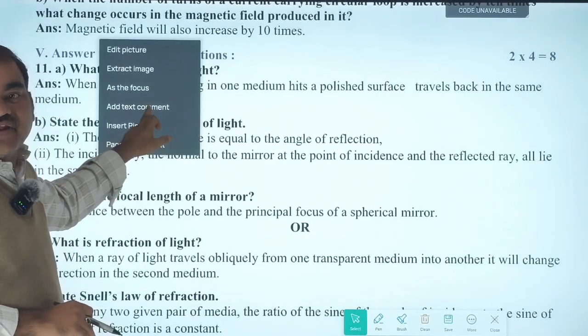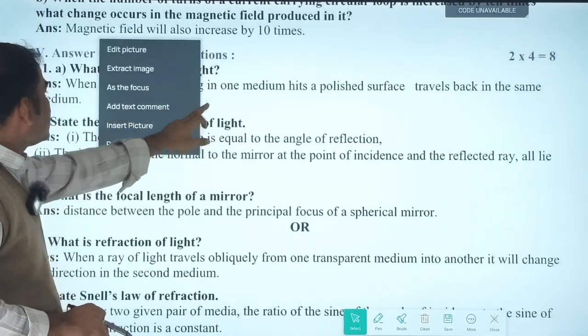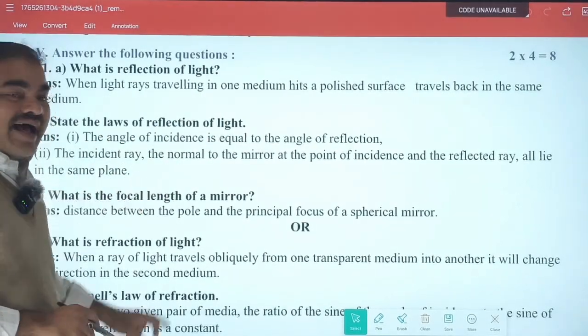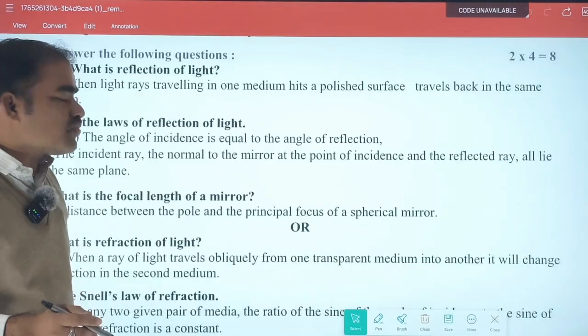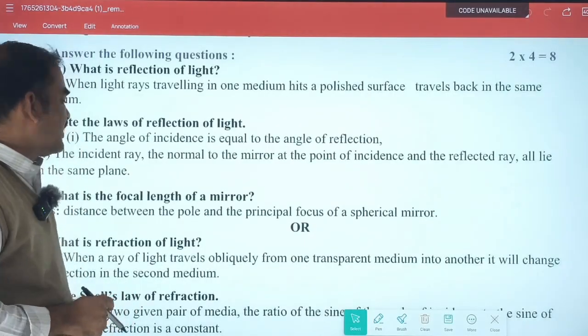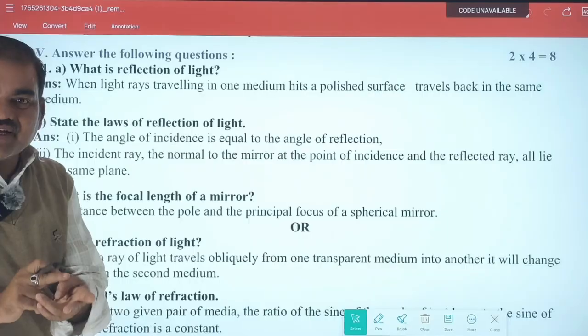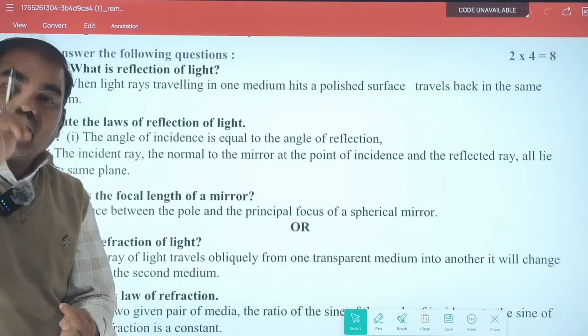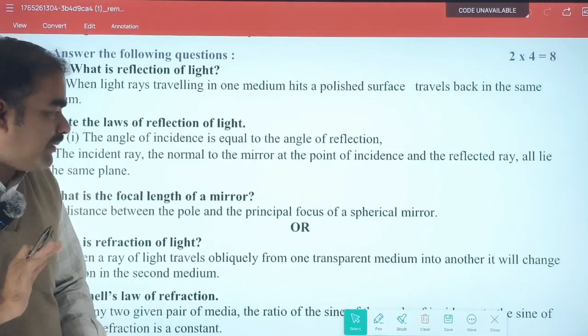State the laws of reflection. First one is the angle of incidence is equal to the angle of reflection. Second one is the incident ray, reflected ray and the normal lie on the same plane.